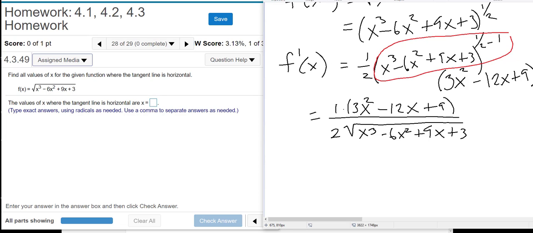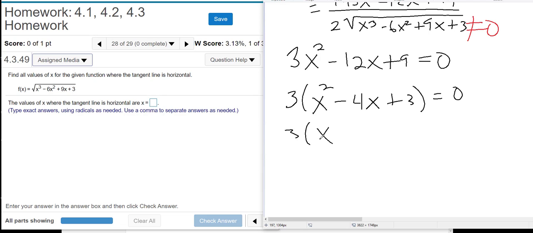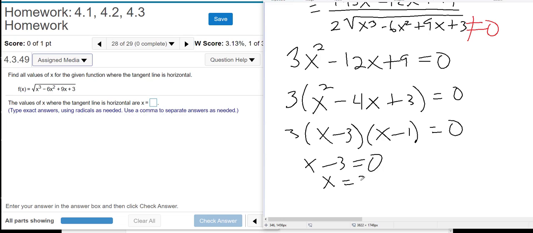Now, since a denominator can never be 0, this cannot equal 0. The only time this fraction can be 0 is if the numerator, 3x squared minus 12x plus 9, is equal to 0. So this is a quadratic. Hopefully it will factor. So I'm going to factor out the common factor, 3, and then that's going to factor x minus 3, x minus 1. Set each of those equal to 0. So x can be 3 or x can be 1.